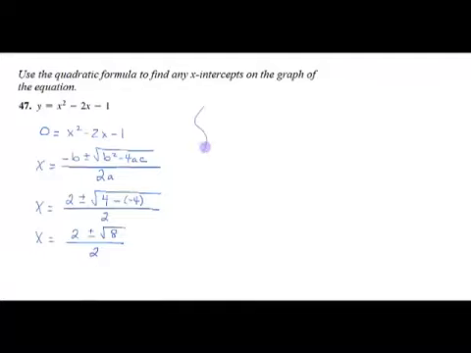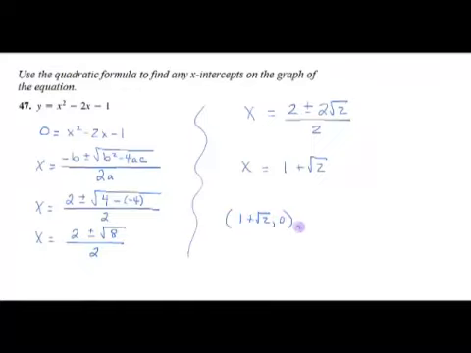So continue this over here. I have x is 2 plus or minus 2 square roots of 2, all over 2, which we can simplify as 1 plus or minus the square root of 2. That's being divided by 2, and this is being divided by 2. So I found a solution for that equation equaling 0, so my x-intercepts would be 1 plus the square root of 2 comma 0 and 1 minus the square root of 2 comma 0.